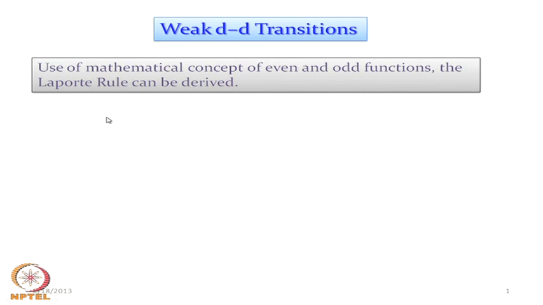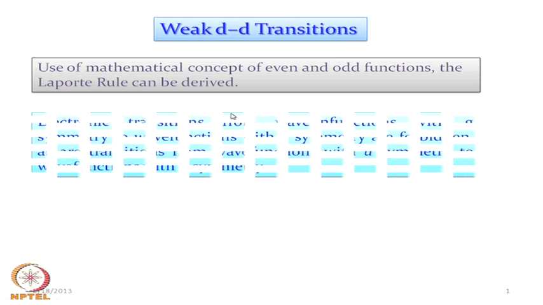So, we will be using some mathematical concept of even and odd functions. These functionalities are related to the type of the d orbitals, whether it is dxy orbital or dx square minus y square orbital. They can be considered or some s orbital or p orbital. So, we have the even and odd functions related to these transitions, which can be controlled by the rule known as the Laporte rule, and the Laporte rule is derived from that mathematical concept of even and odd functions related to the dd transitions.